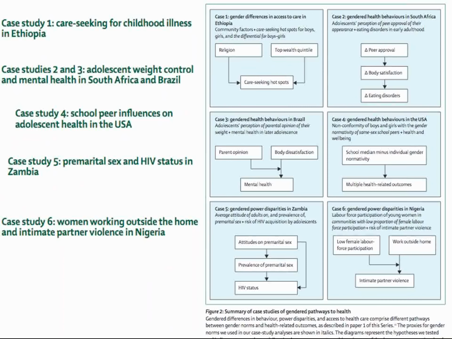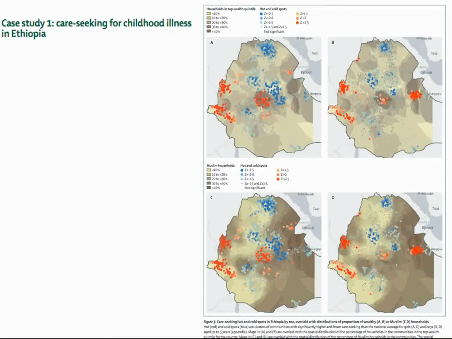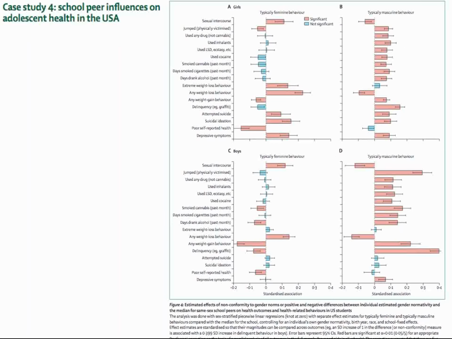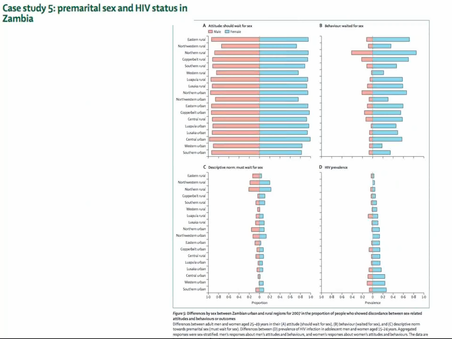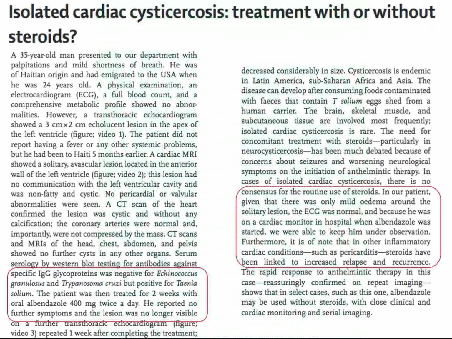Then there's some case studies here. Care seeking for childhood illnesses in Ethiopia, adolescent weight control in South Africa and Brazil, school peer influences on adolescents' health in the US, premarital sex and HIV status in Zambia, and these sorts of things. And you can look at all of these case studies, and I think they're interesting, and they certainly point out severe problems, but in no discussion was the role of religions even mentioned by these authors. So my conclusion is that these two reviews are amazingly politically correct. So those are the key messages.